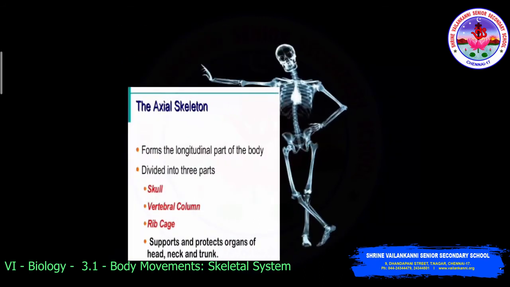The axial skeleton forms the longitudinal part of the body. It divides into three parts: skull, vertebral column, rib cage. Okay, so why do we need this axial skeleton? Because it supports and protects the organs of the head, neck and trunk. I will repeat the point: it protects the organs of the head, neck and trunk, and it gives major support.